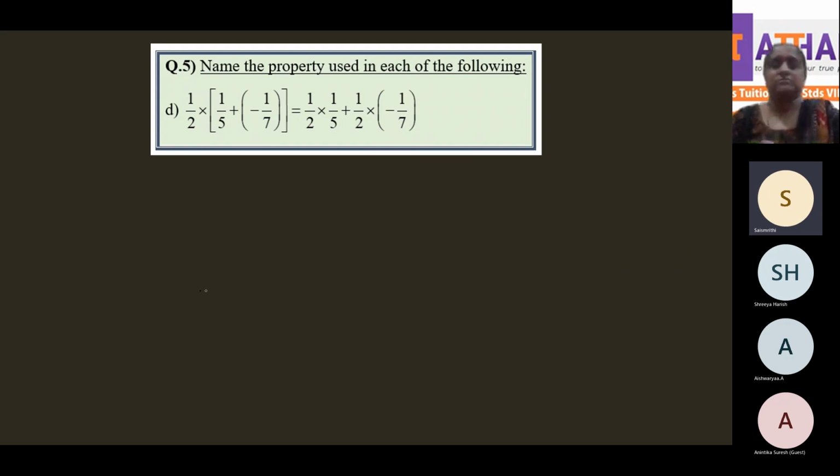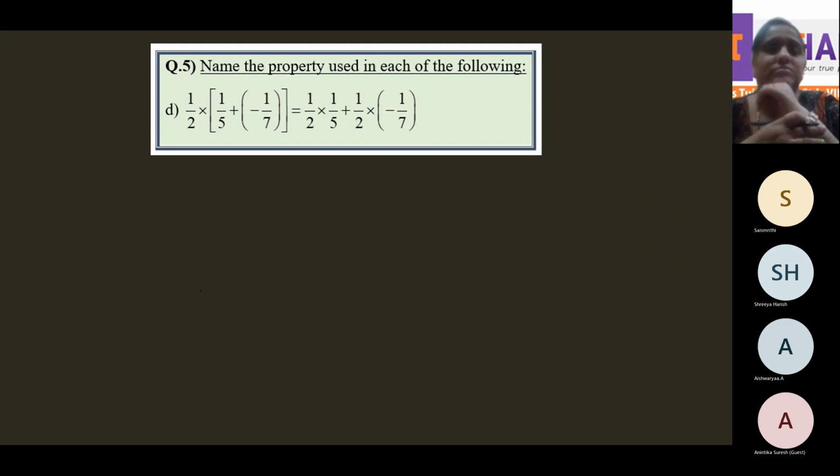Can I tell this, ma'am? Yeah. Saraswati. Distributive property of multiplication over addition. Very good. Correct. So 1 by 2 into 1 by 5 plus 1 by 2 into minus 1 by 7. Perfect.